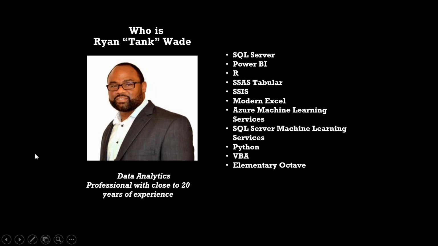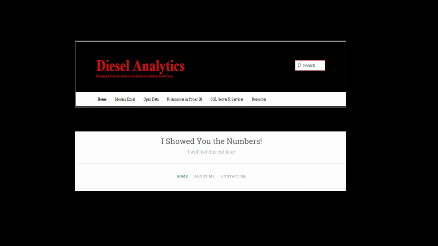In addition to speaking, I also do a little blogging. I haven't been as active as I should be in the past couple of months, but I plan to get more active. On the top section is where I blog for Modern Excel, Open Data, alternatives in Power BI. The session that we're doing today falls under the alternatives in Power BI. I'm giving you another way of creating custom visualizations in Power BI. In addition to that, I will start another blog which I'll call I Showed You the Numbers, in which I will make arguments about different socioeconomic events that are going on. Instead of making anecdotal arguments, I will make arguments based off of data. I look forward to doing that. I think that would be a very fun and interesting thing to do.